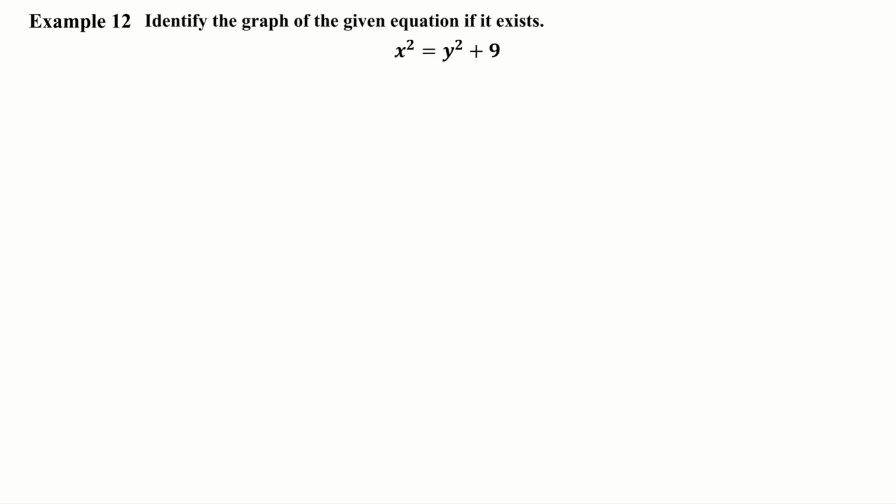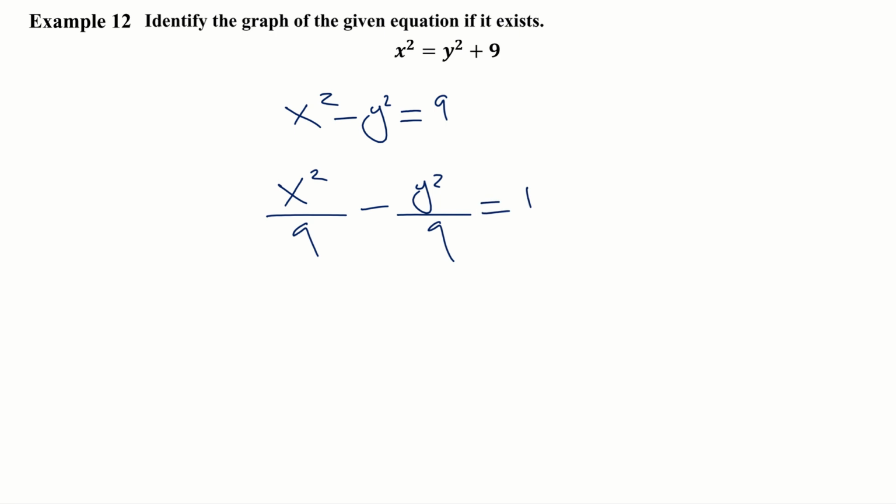Try this one before you continue. All right, so this one looks more promising in my opinion because I can quickly move the y squared to the left, so I get this, right? And if I want to go to standard form, I'll divide both sides by 9. So we can see here we have a hyperbola, okay? It would be very easy to graph as well, right?